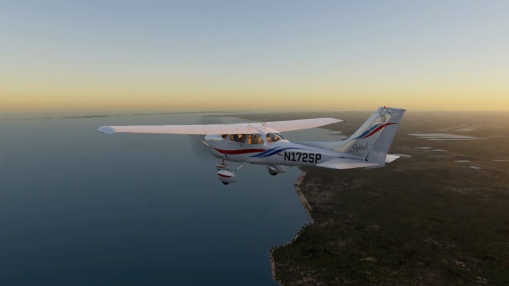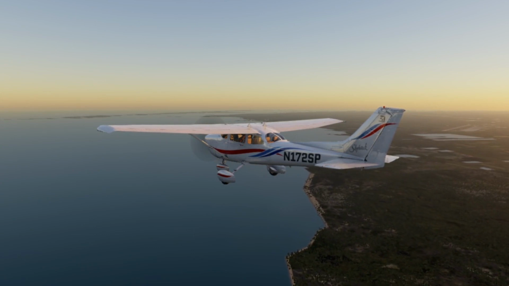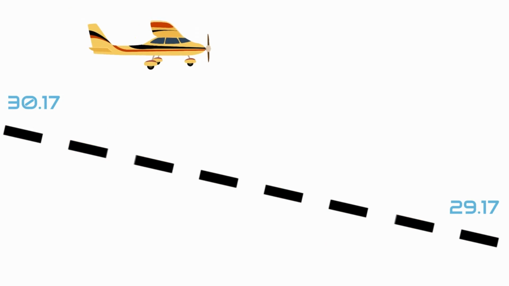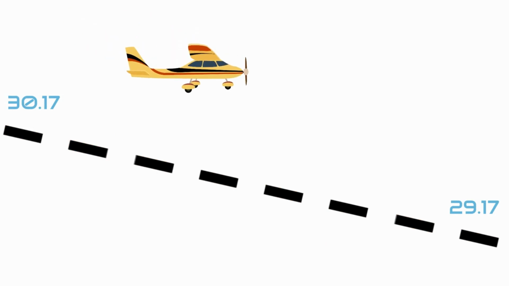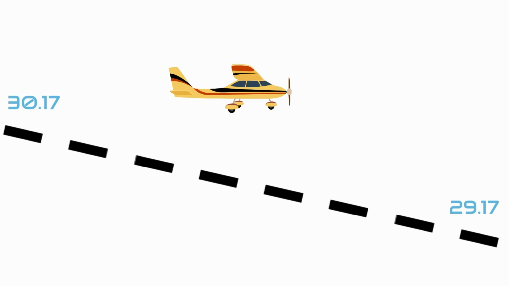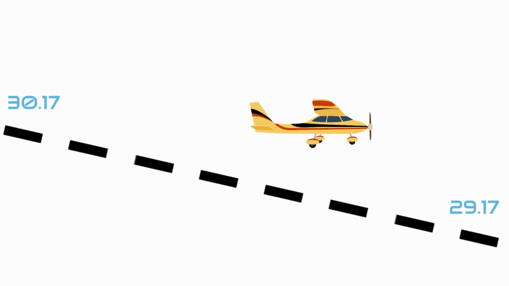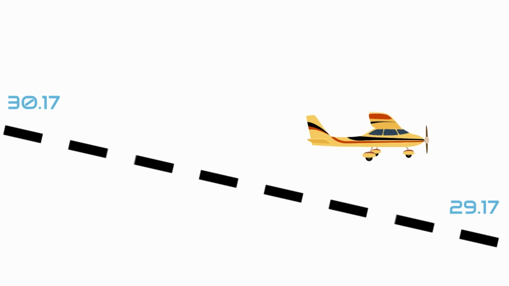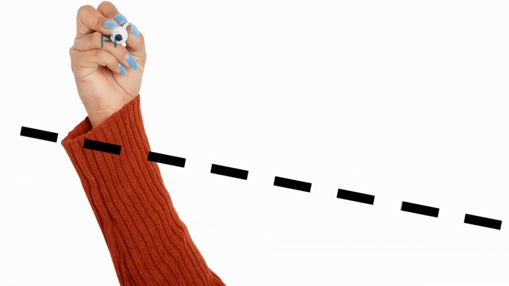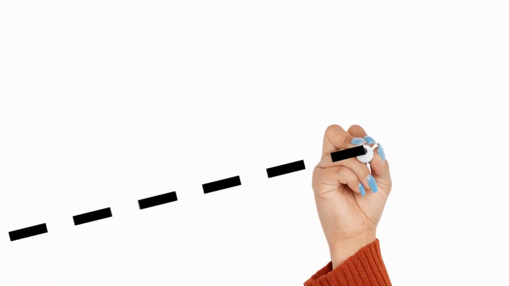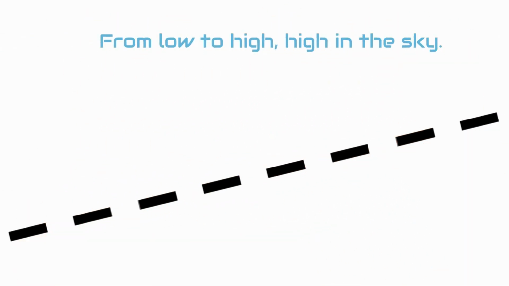Navigating through areas with varying air pressures requires diligent altimeter adjustments. For instance, when transitioning from an airfield with an altimeter setting of 30.17 inches to one with 29.17 inches, a pressure decrease of 1 inch signifies a 1,000-foot difference. Neglecting to update the setting during such transitions can lead to significant altitude errors. A way to remember this is to think of the saying, from high to low, look out below, and from low to high, high in the sky.